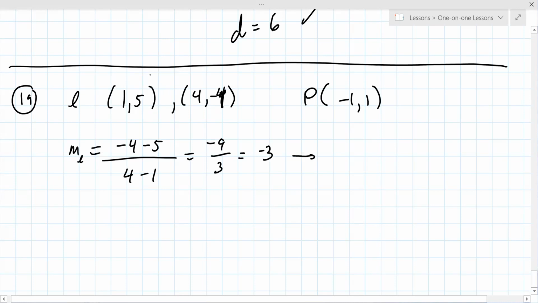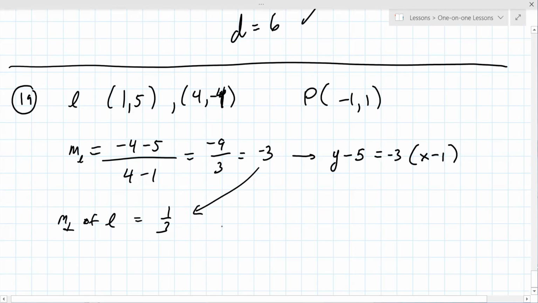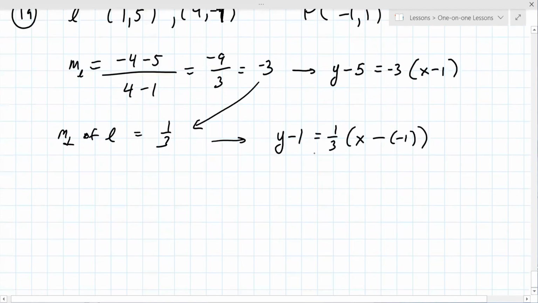From here, we want to write the equation. I'm going to just choose the first point because it seems like they're both positive. y minus 5 equals -3 times x minus 1. Okay. Then we need the perpendicular slope to L. So that's +1/3. So we write the equation of it with this point here, y minus 1 equals 1/3 times x minus -1. So we can reduce this: y minus 1 equals 1/3 times x plus 1.